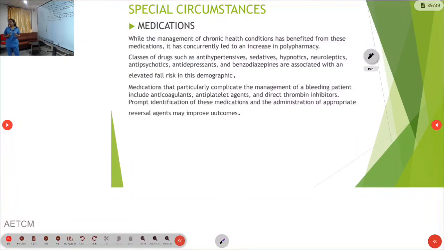In elderly patients, there are special circumstances we have to take care of, such as medication. Some classes of antihypertensives like alpha blockers, sedatives, hypnotics, and antipsychotics have increased risk of fall in this population, and anticoagulants, antiplatelets, and direct thrombin inhibitors have increased risk of bleeding. So, prompt identification of these medications and administration of reversal agents will improve the outcome of these patients.